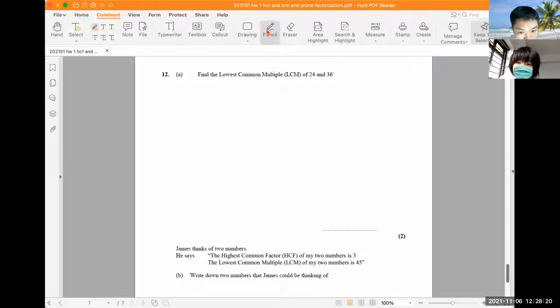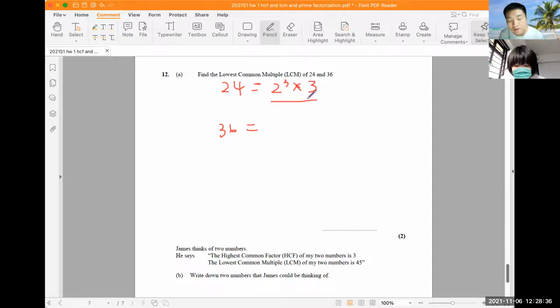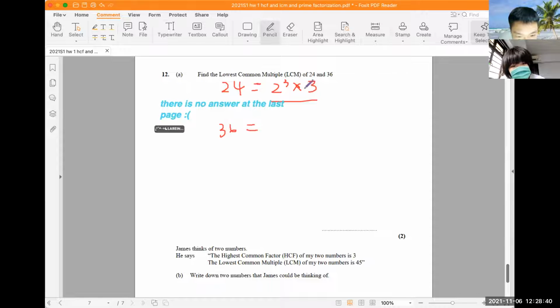Let me just write it. Okay, find the lowest common multiple. This one is super easy. Just do the prime factorization. So you just have 2 to the power of 3, then times 3. In fact, once you get the prime factorization, you can use your calculator and double check whether this is correct or not. There is no answer at the last page.